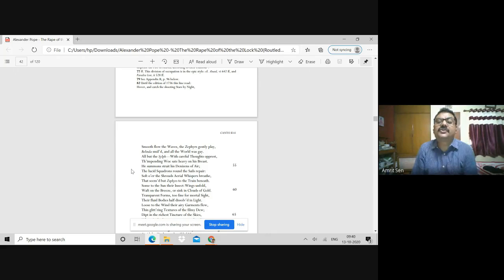"Soft o'er the shrouds aerial whispers breathe that seemed but zephyrs to the train beneath." So when they talk, there's a sort of murmur, but for the men and women below, it all appears to be the murmur of the wind. "Some to the sun their insect wings unfold."